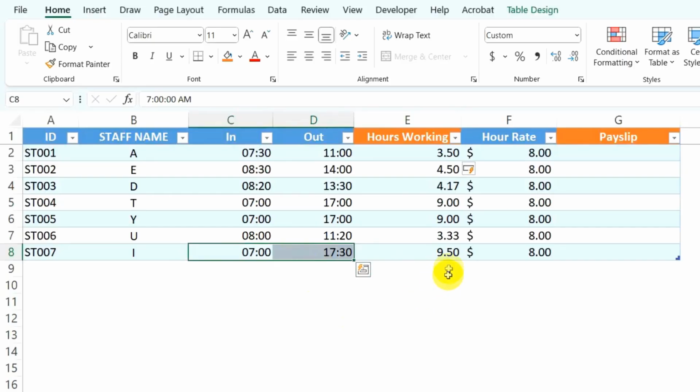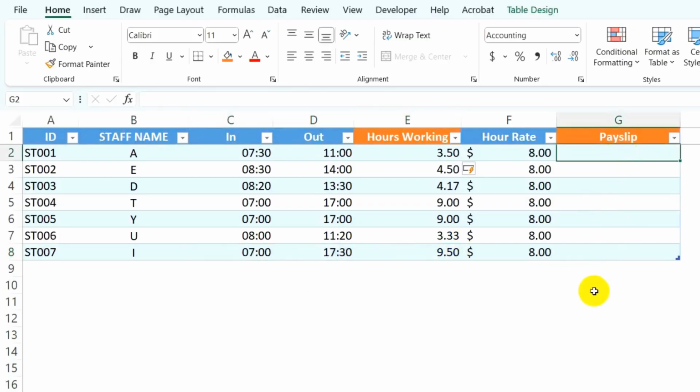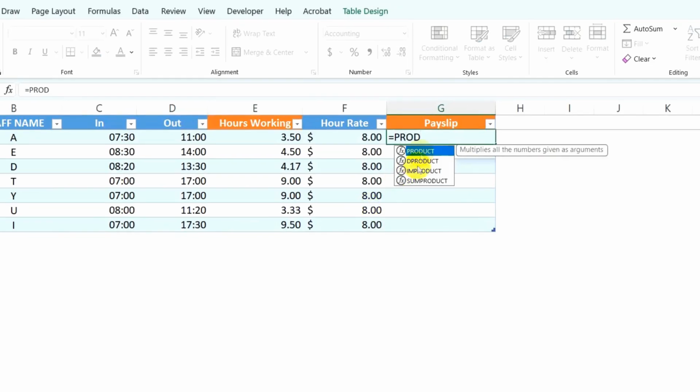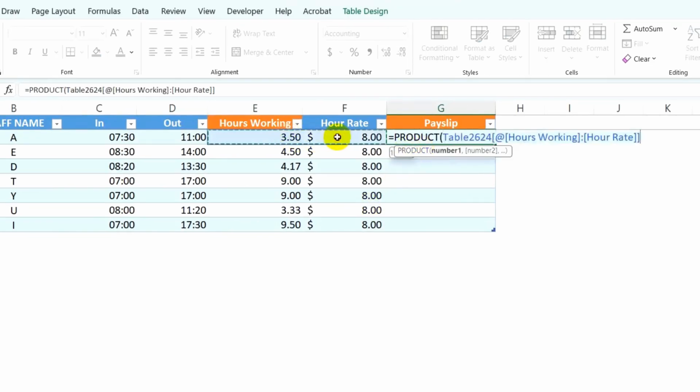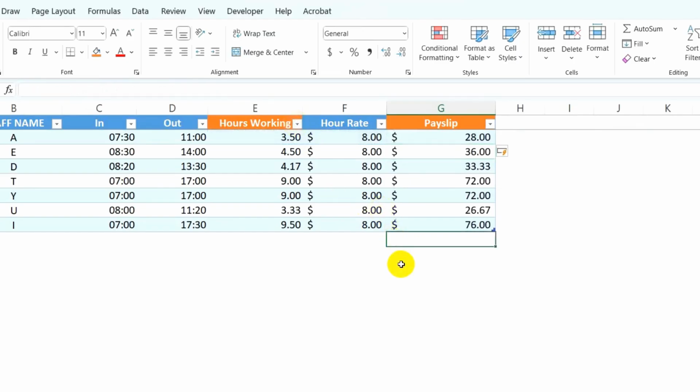Next, show the total payslip. Click on the cell and press equals. I use the PRODUCT function to multiply hours working with hour rate. Okay, the second point is done.